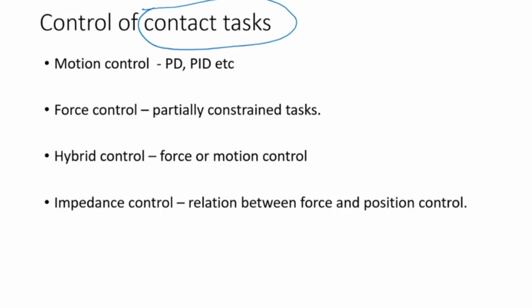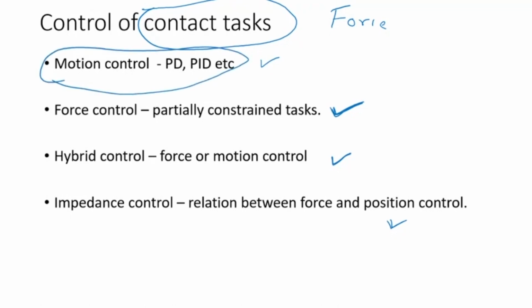In order to control contact tasks, in order to control force, we normally use PD control, motion control in terms of partially constrained tasks. This is one way of controlling. Hybrid control I just explained. Then there is something called impedance control. Position control mode is basically PD or PID control, which is used for position control only, or motion control in free space.